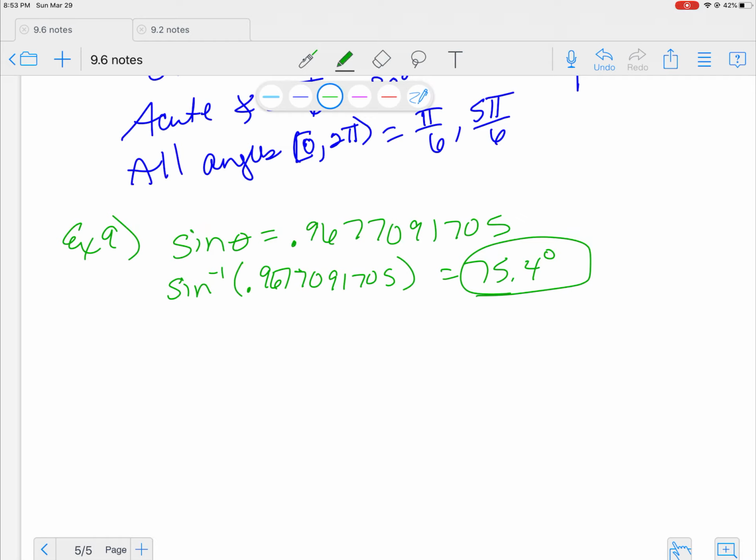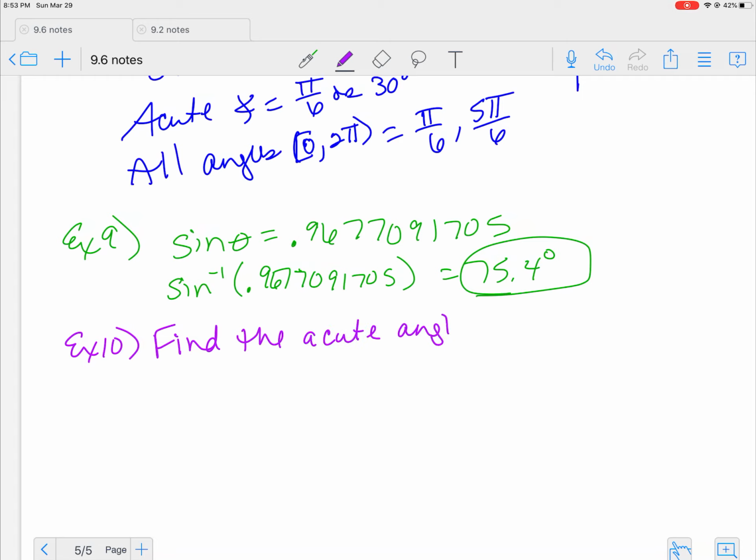That's all you do. You literally plug that into your calculator. Tangent, cosine, all of that. You just plug that right in. All right, so if you have your calculator, then you can pull that off. What if it's actually a nice one?